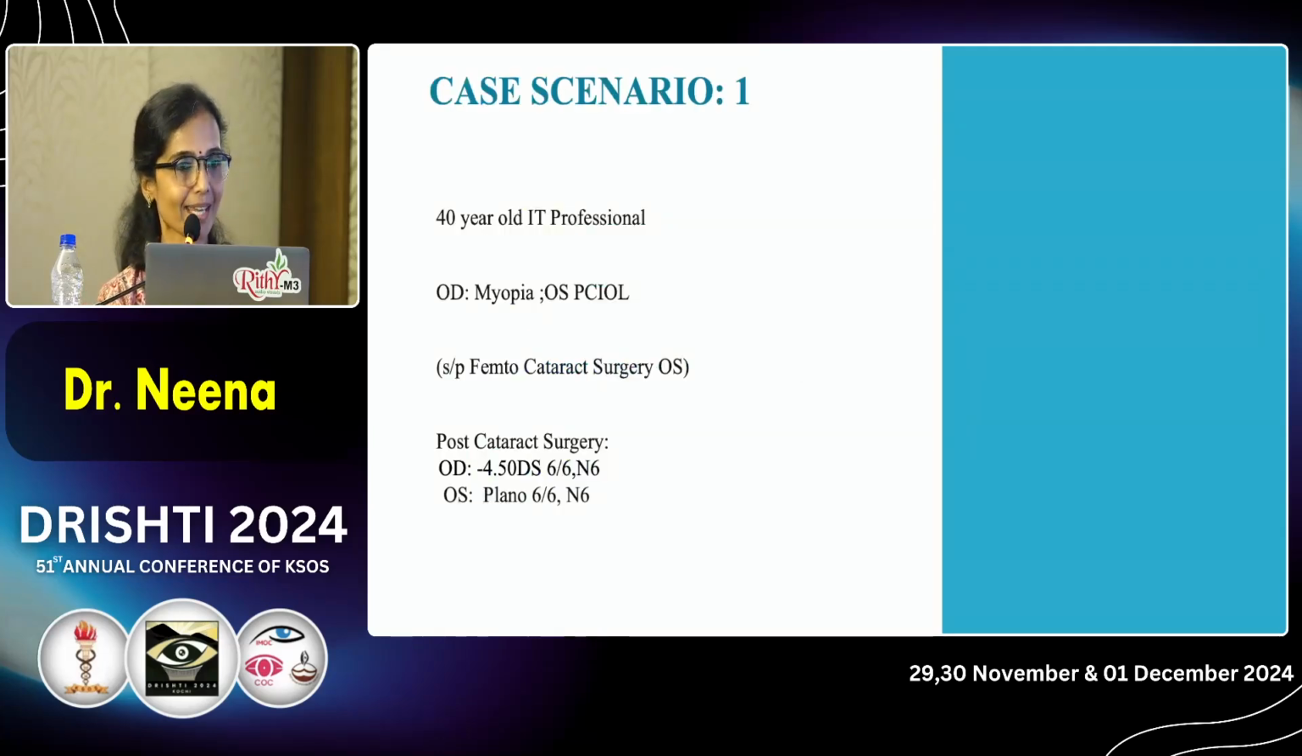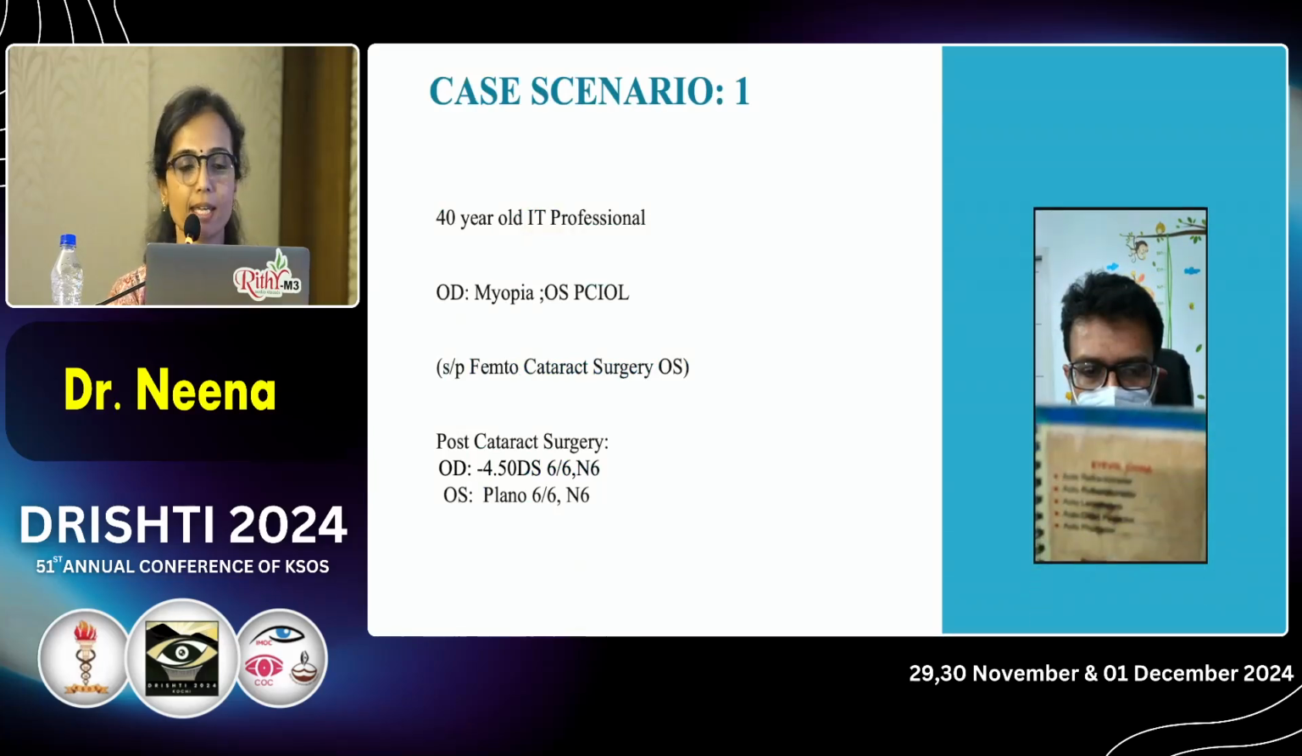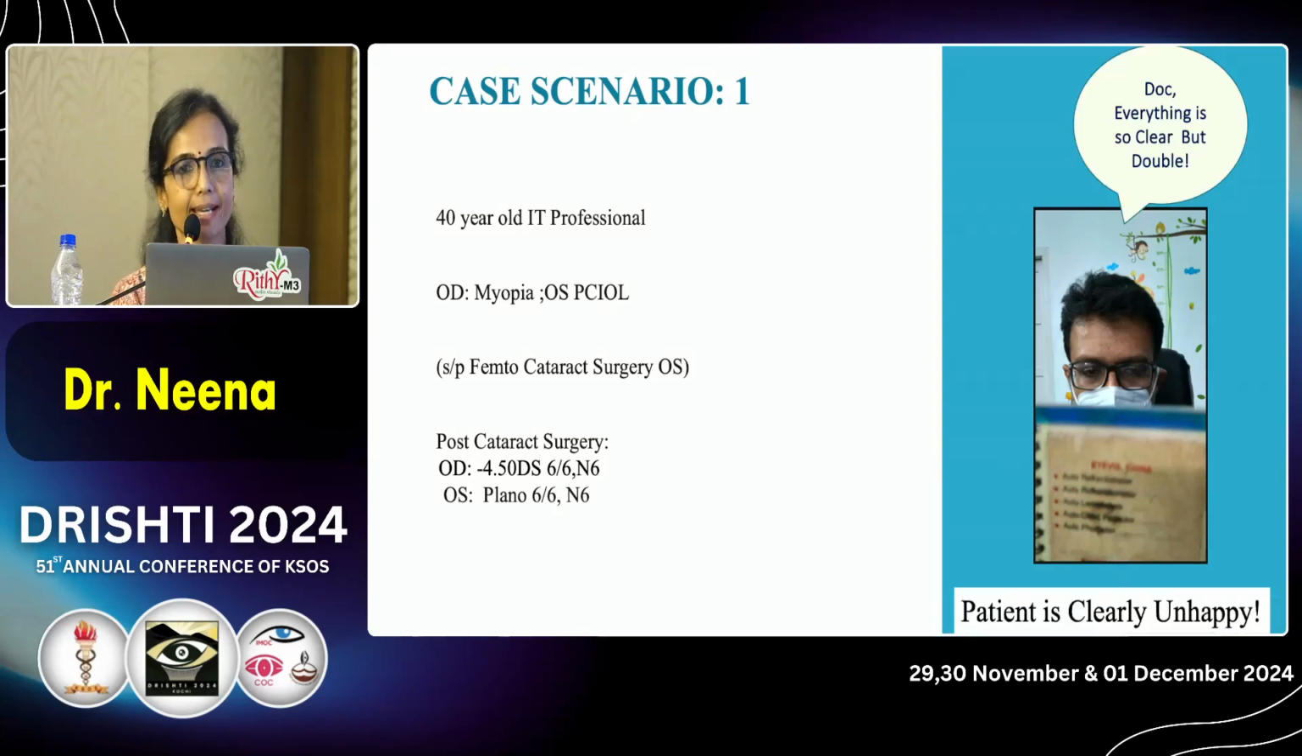So let's look at some case scenarios. This was a 40-year-old IT professional. He was myopic and he underwent femto-assisted laser cataract surgery in the left eye. Post-cataract surgery, he got very good vision, plano 6/6, N6. But this is his response on the glass appointment day. Doctor, everything is so clear, but double. And the patient is clearly unhappy.